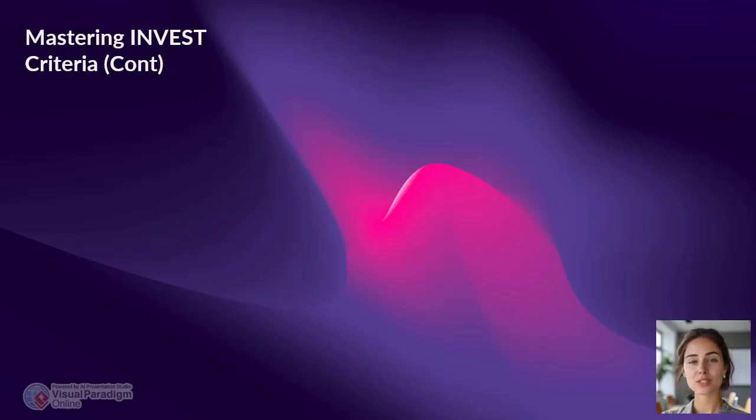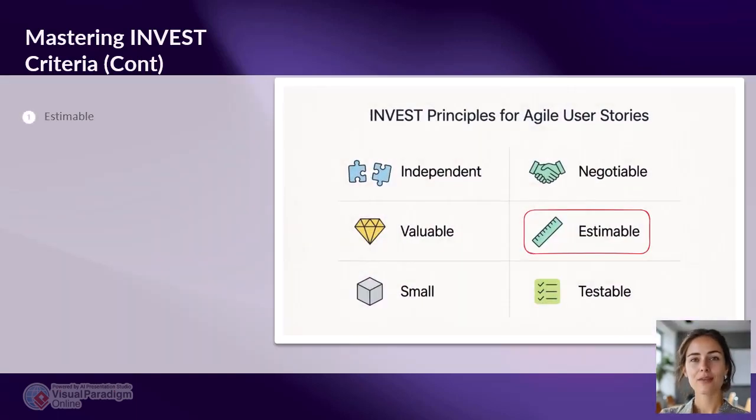Now, let's dive into the remaining 3 INVEST criteria to ensure your stories are truly valuable and actionable. First, ask if the team can realistically estimate the effort required. Vague scope makes estimation impossible, so add a research spike if needed to gather the necessary clarity before planning begins.